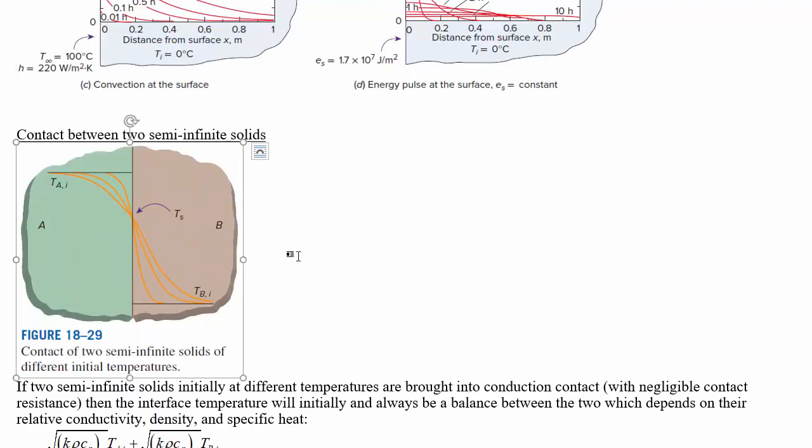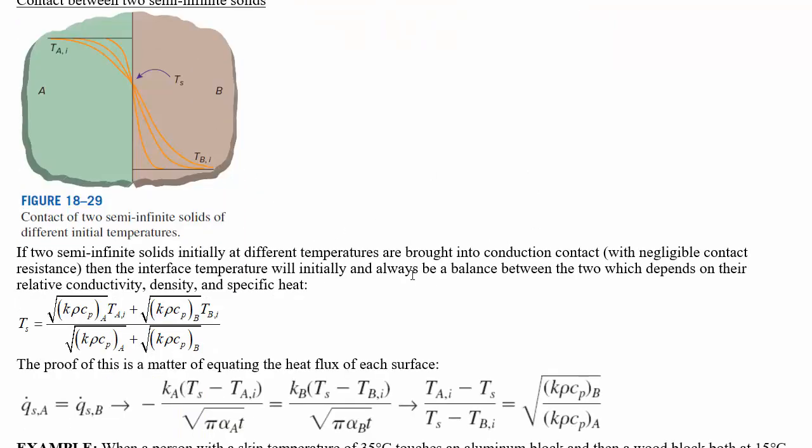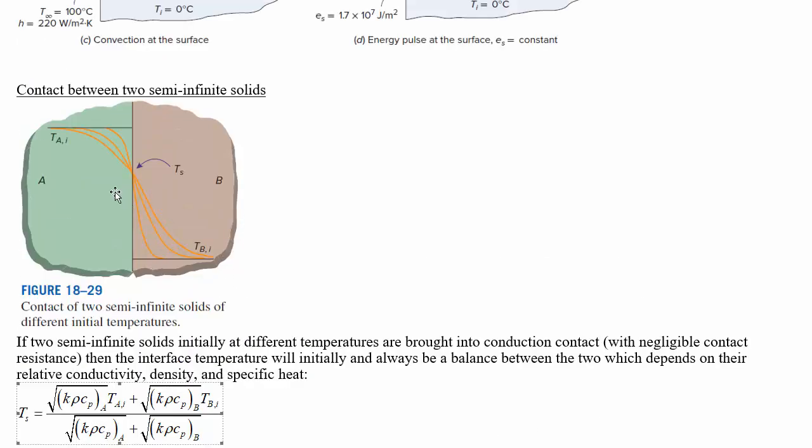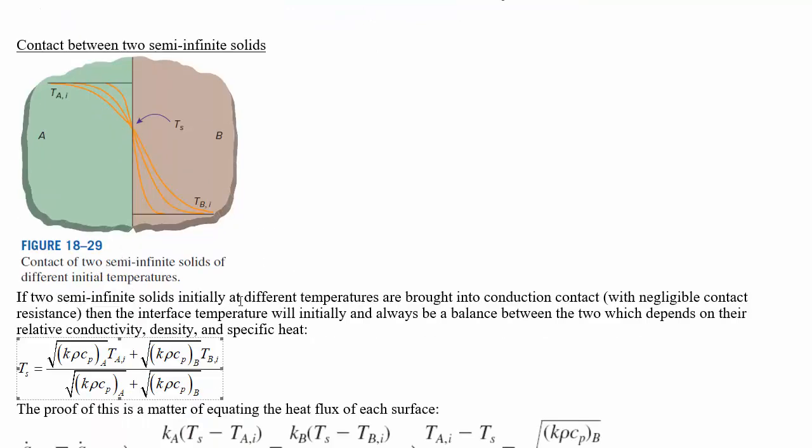If you have contact between two semi-infinite solids, which is a good approximation if two things come into contact and you're looking at a very short amount of time, which is not exactly covered by the previous setup, then the heat flux has to balance at the surface. So if two semi-infinite solids initially at different temperatures are brought into conduction contact with negligible contact resistance, of course, then the interface temperature will initially and always be a balance between the two that depends on their relative conductivity, density, and specific heat.